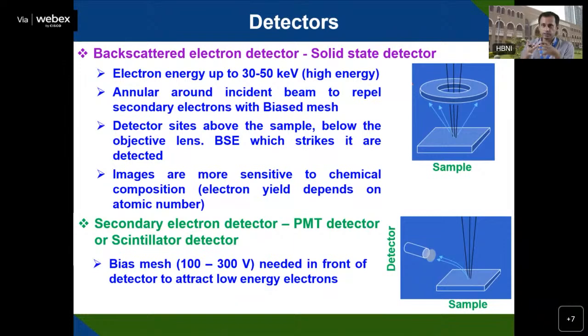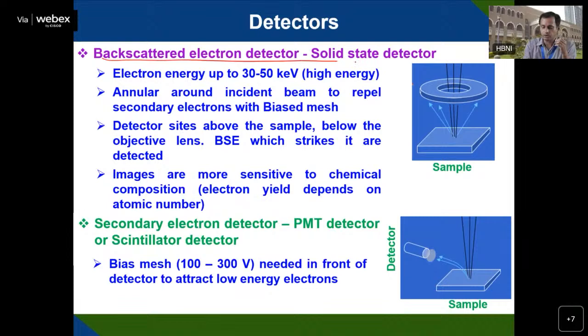If you come to the detector, the detector is another important part. The detector is used to capture whatever image is formed, pixel by pixel data it will take, and then it is converted to the image. So mainly two types of detectors are used. In case of backscatter electrons, we use a solid state detector.